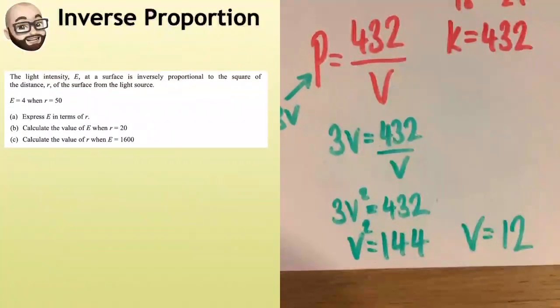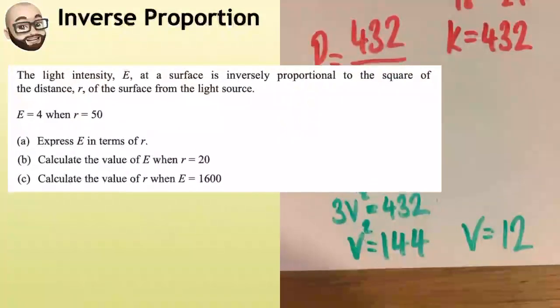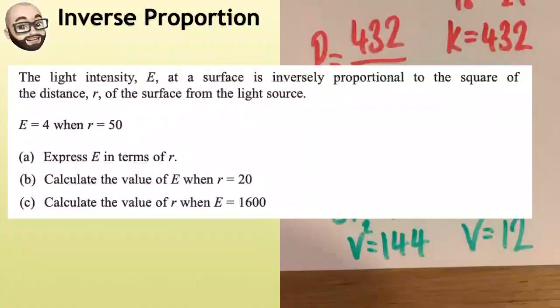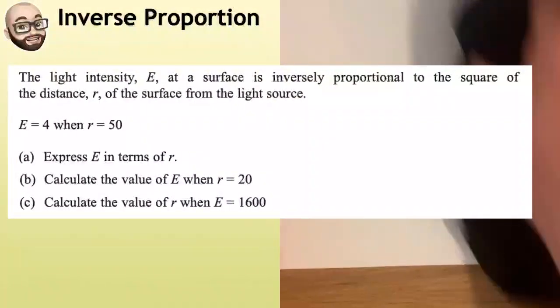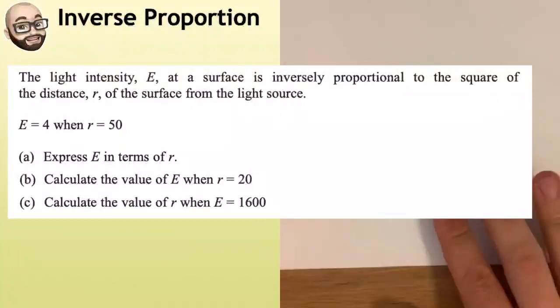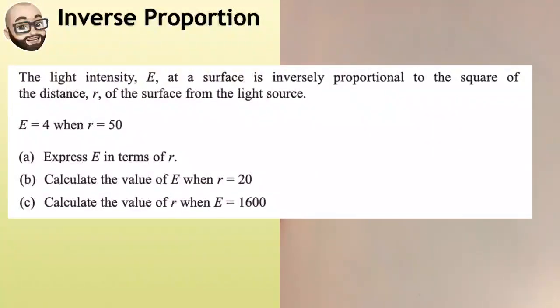Here's the next one. I've put everything on here at once, so let's quickly run through it. It says the intensity, called E, at a surface is inversely proportional to the square of the distance, called R, of the surface from the light source. When E is 4, R is 50. Express E in terms of R. Then calculate the value of E when R is 20. And then calculate the value of R when E is 1,600.